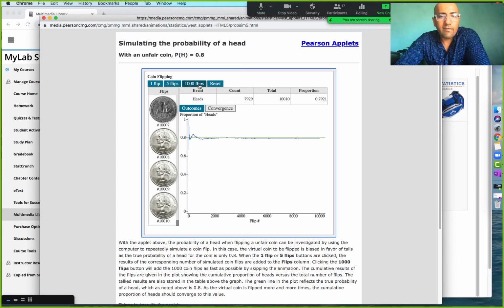Now, if I flip this coin 10,000 times, it looks like 7,929 out of 10,000 turned out to be heads. That's very, very far from what I expected to be half, right? We expect that in the long run, about half of them are going to be heads. So what's happening here is that the long-term predictability is telling you that this is not a fair coin. This is closer to 80% of the time it'll be a heads. This is a trick coin of some kind that is designed to land on heads more often than it lands on tails.